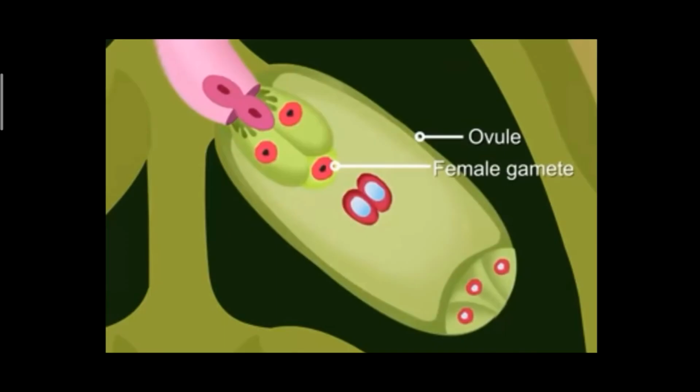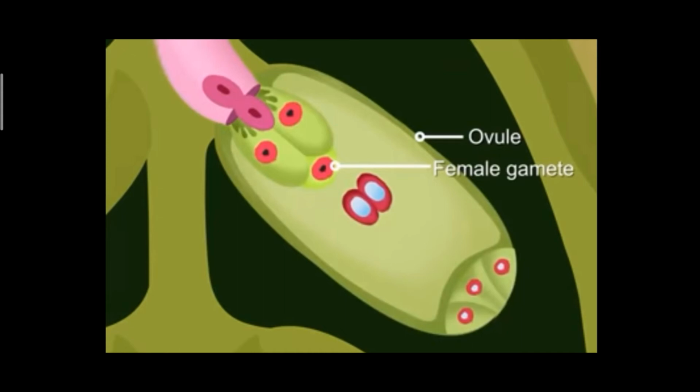The male gametes enter the ovule through the micropyle. Inside the ovule there are 8 cells, and now 2 male gametes are also entering. The next step is fertilization. Here there is not one fertilization; there will be double fertilization because there are 2 male gametes.